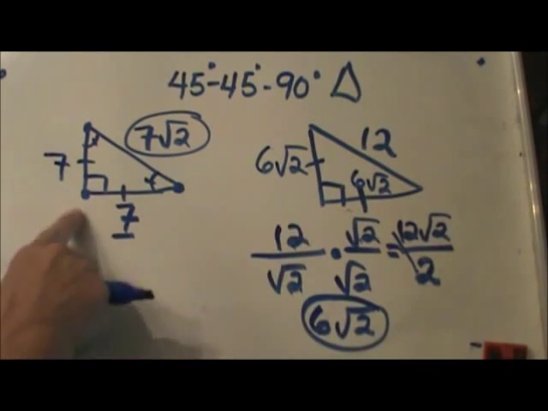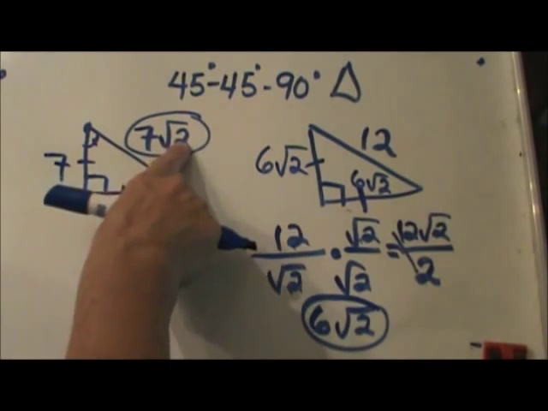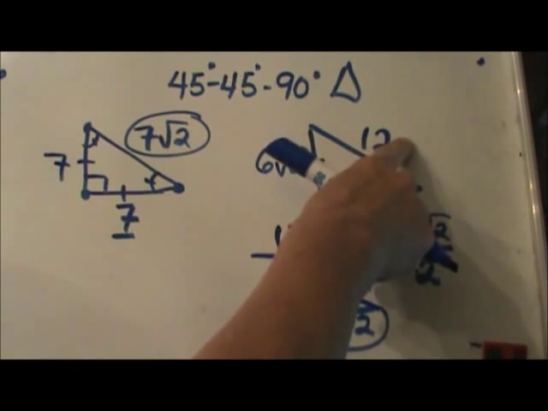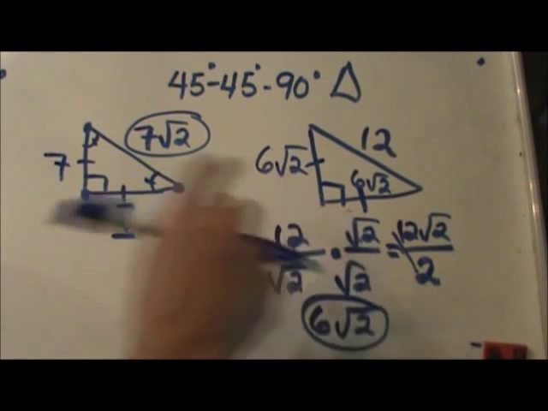So there's a forward problem where you multiply by the square root of 2, and here's a backwards problem where you divide by the square root of 2.